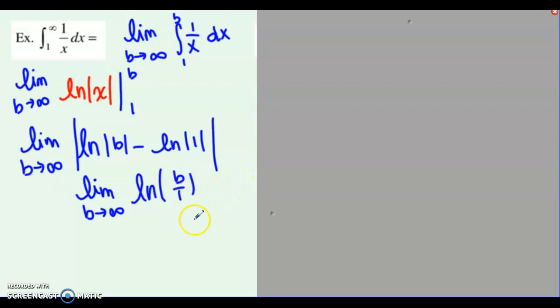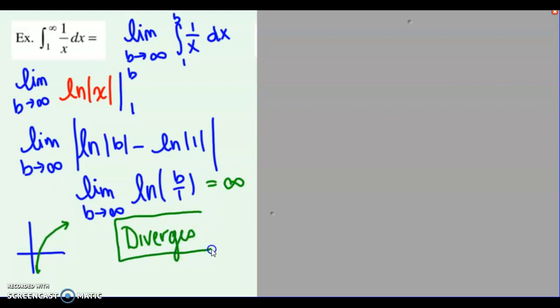So if we look at what's happening to the picture of the natural log function, here's the graph of my natural log, and as x goes out to infinity, or as b goes out to infinity, that y value is still ever increasing. And since this is going to keep going to infinity, we say this diverges. It doesn't really have a number that it goes to. It's just going to keep getting larger and larger and larger. And we leave it at that.